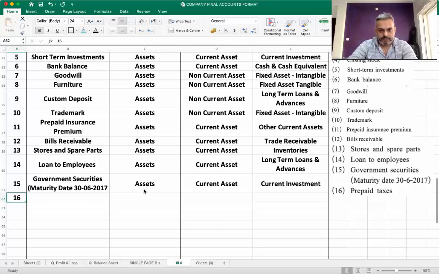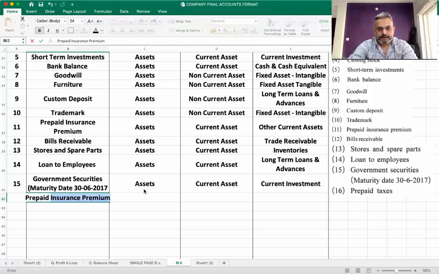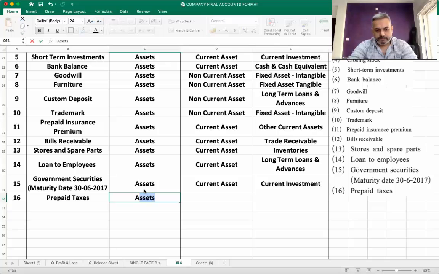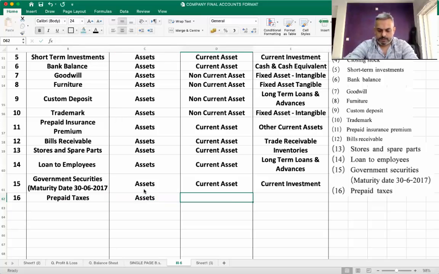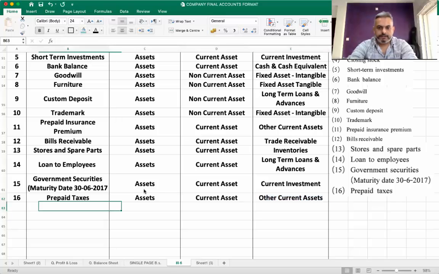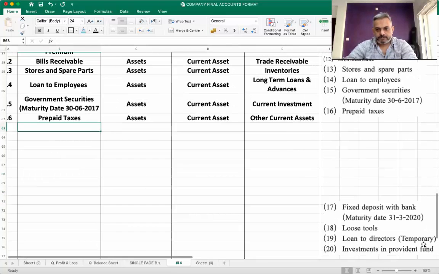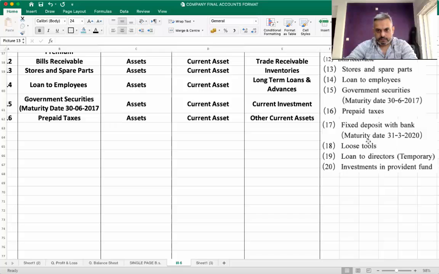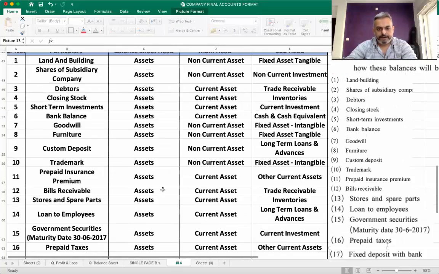Then 16. Prepaid taxes. So assets, then current assets, and then other current assets. Prepaid.